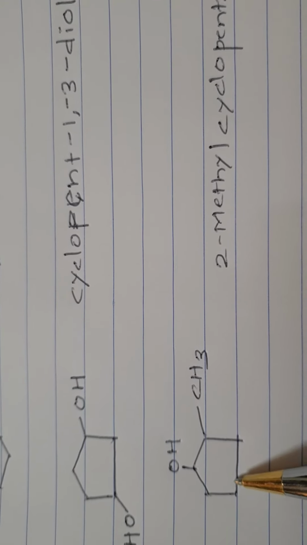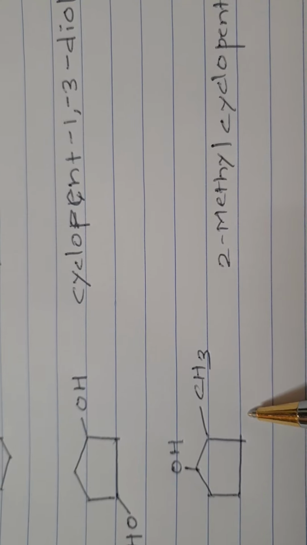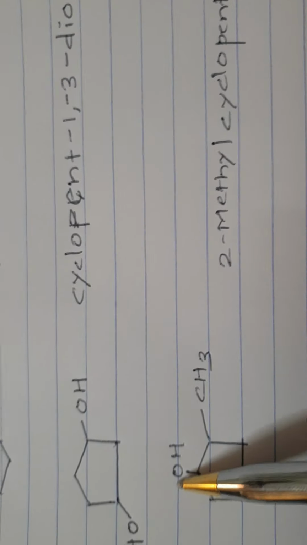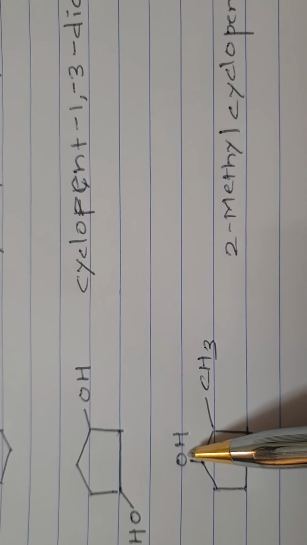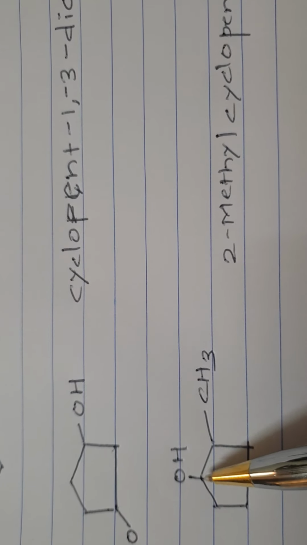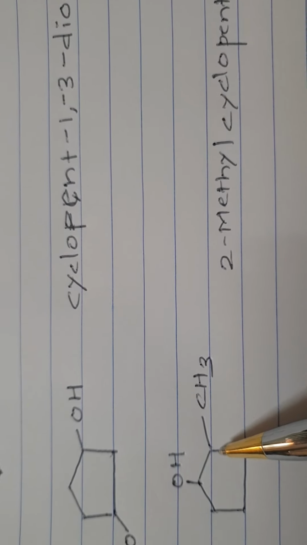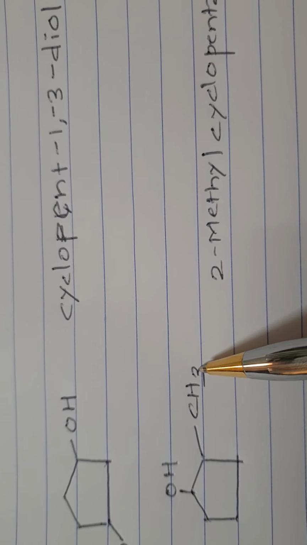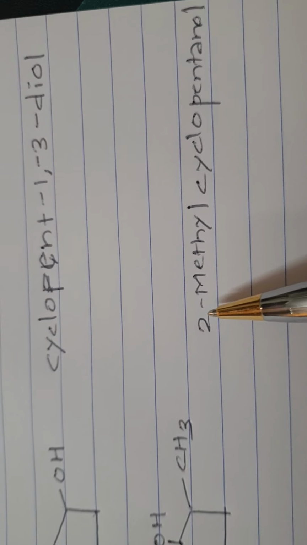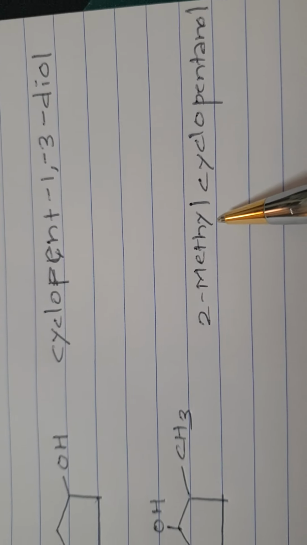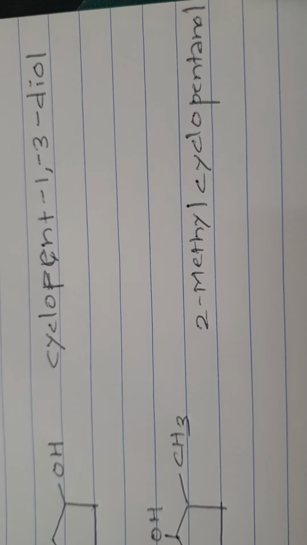This is again a cyclopentane ring wherein one of the substituents is a methyl group and the other one is carrying the hydroxy group. Certainly, the hydroxy group will be given the least number, that is number 1, and this one will be given number 2. So the second one is carrying the methyl group. Hence, the name of the compound will be 2-methylcyclopentanol. 2-methylcyclopentanol.